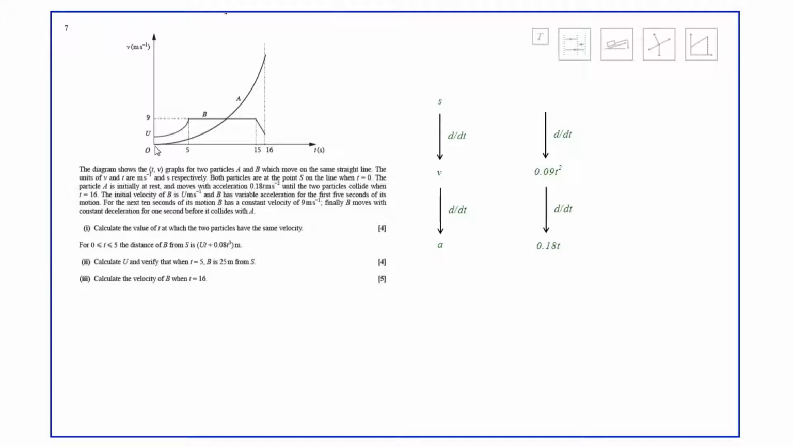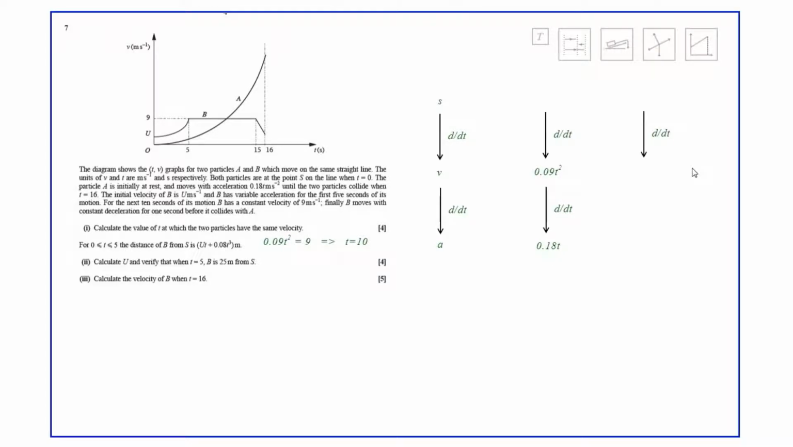because the initial velocity was 0. So where do these two curves cross? It's where 0.09 t squared equals 9. You cancel the 9s, we're saying it's where a 100th of t squared is equal to 1, or t squared equals 100. So t equals 10.